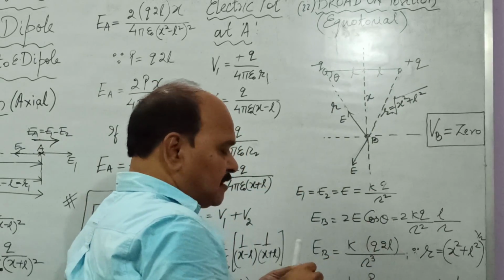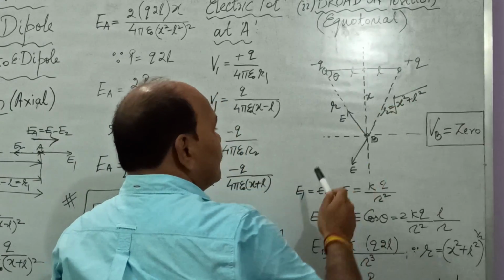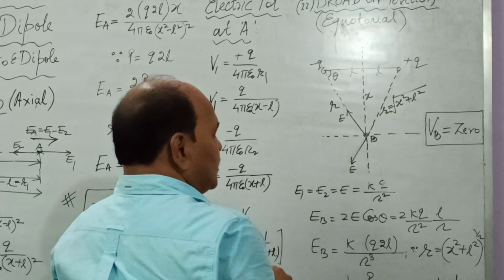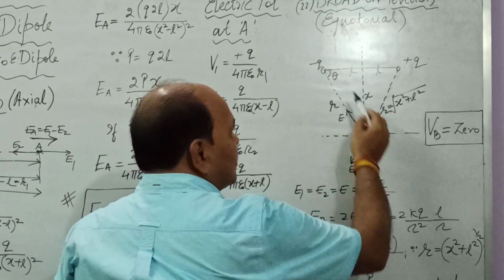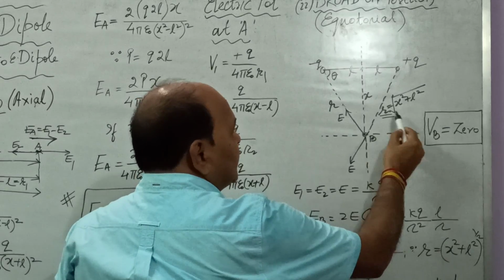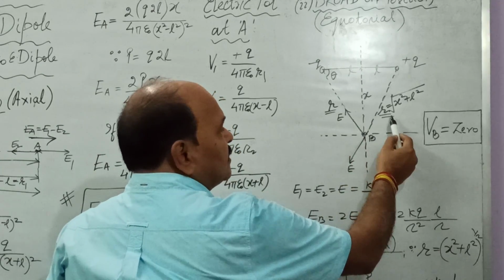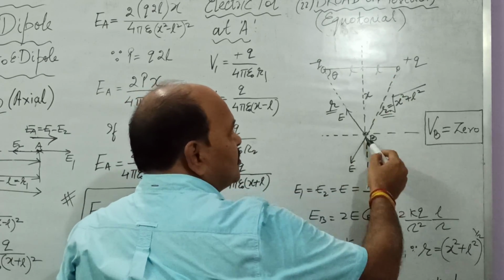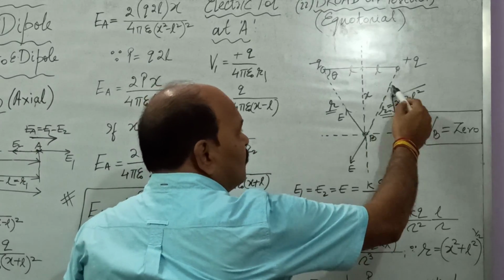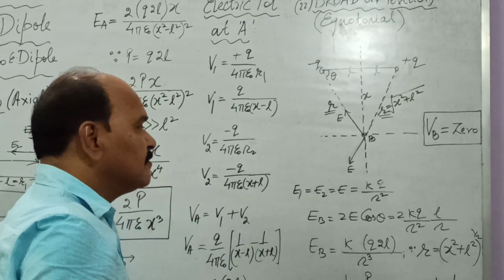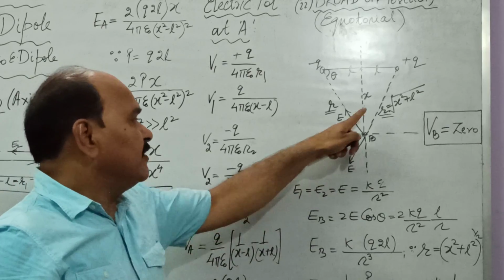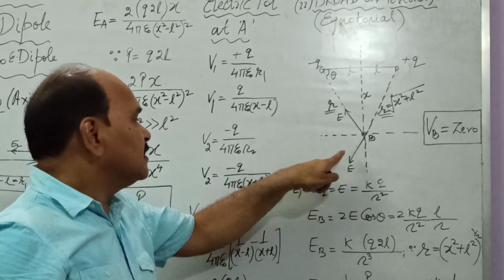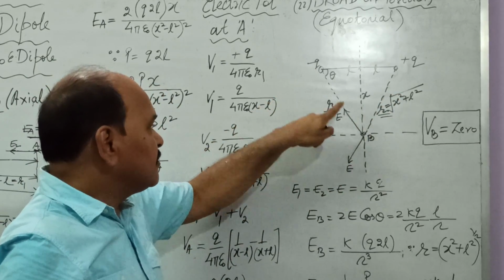So what is the distance of point B from plus Q and minus Q? The distances of point B from plus Q and minus Q are equal, and that is R each. And what is this R? This R by Pythagoras theorem is the square root of X square plus L square. So what is the electric field intensity because of the positive charge here? What is the electric field intensity because of the negative charge here?